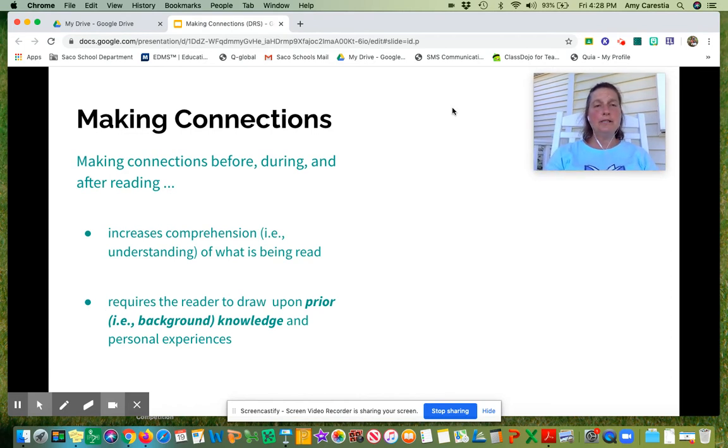The importance of this during reading strategy, like other strategies, is that it increases your reading comprehension. It also requires you to draw upon your prior knowledge or background knowledge of a topic, as well as your own personal experiences. So this is kind of a fun during reading strategy because it's really all about your own personal life and the knowledge that you have learned through your years of existence.